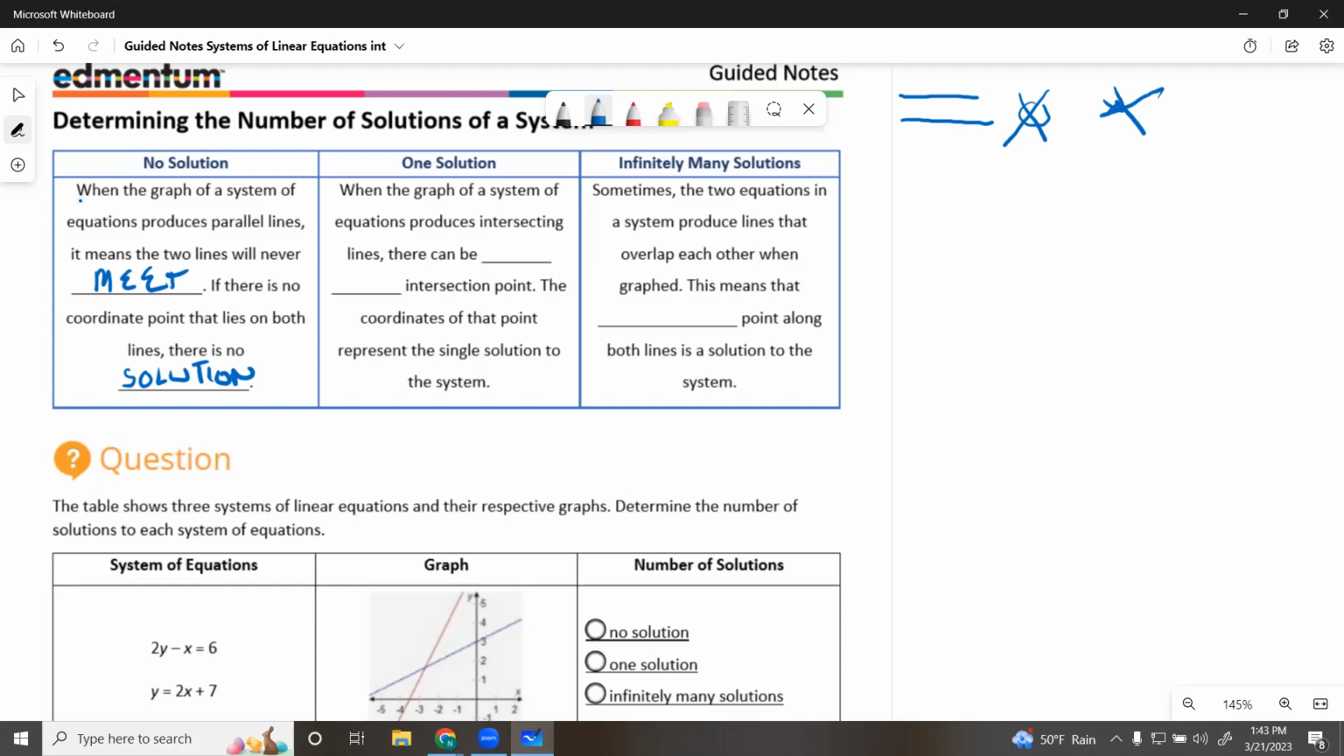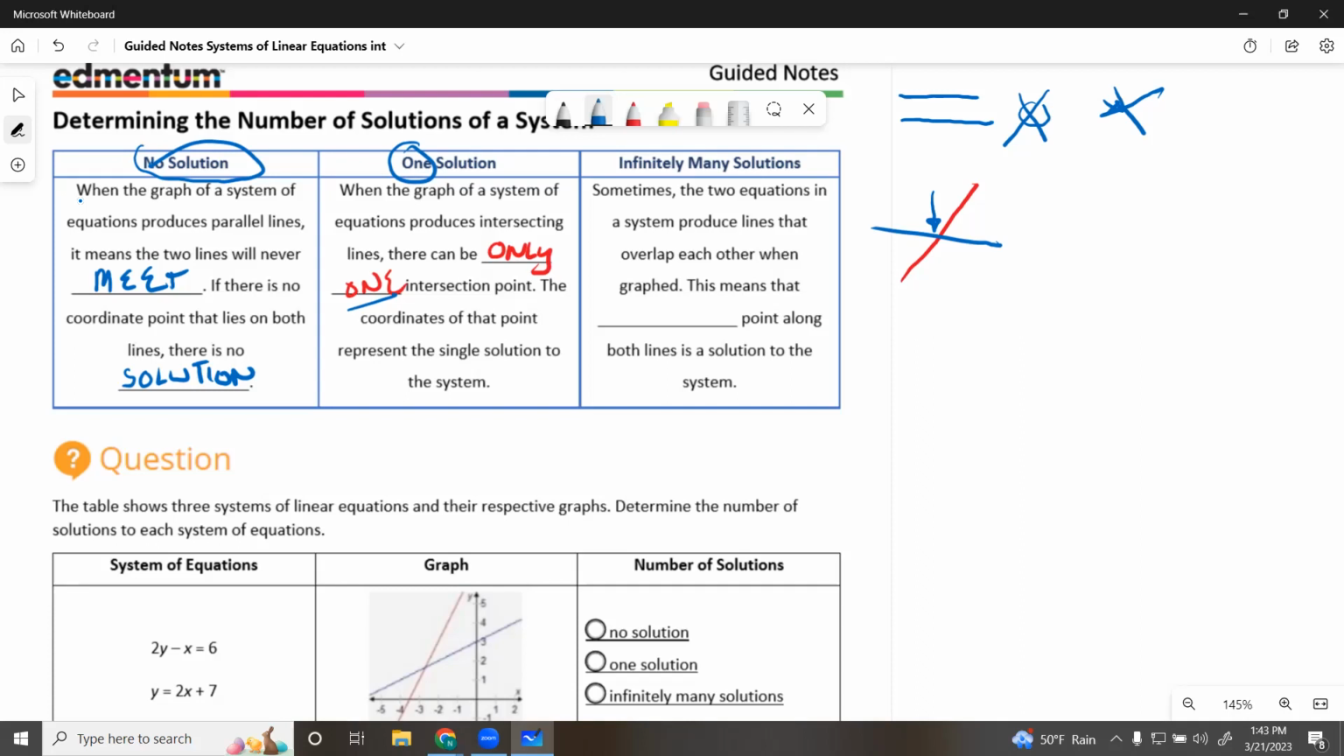When the graph shows parallel lines, there's no solution. One solution: when the graph of a system of equations produces intersecting lines, there can be only one solution, right? The two lines only cross at one point. Only one solution. The coordinates of that point represent the single solution to the system.